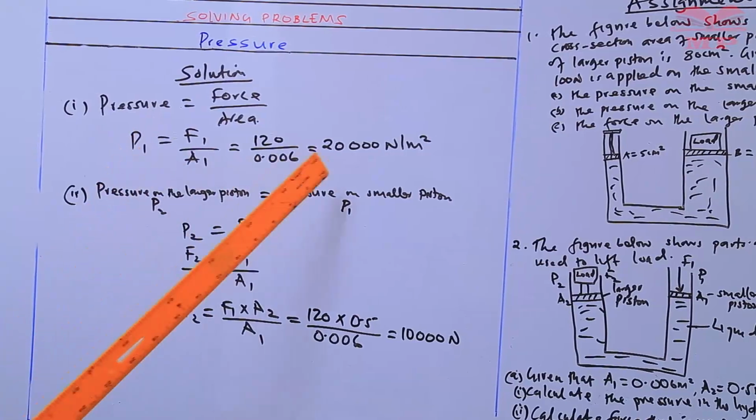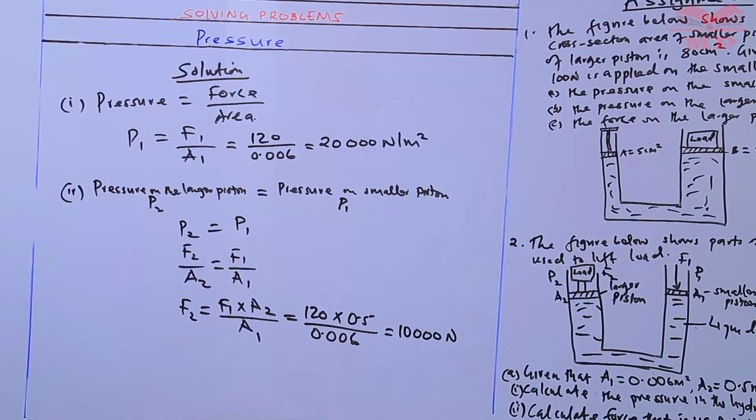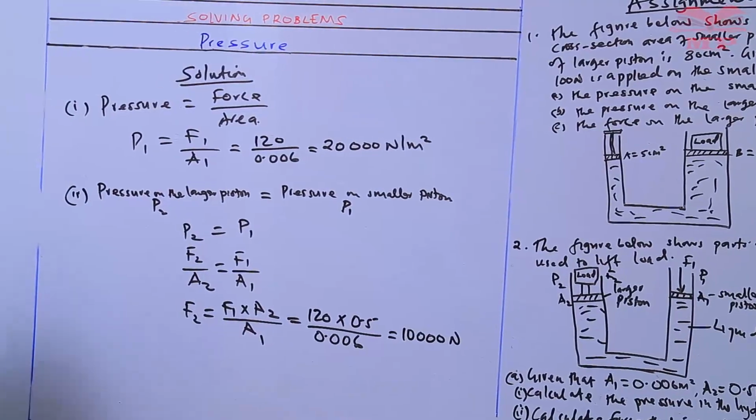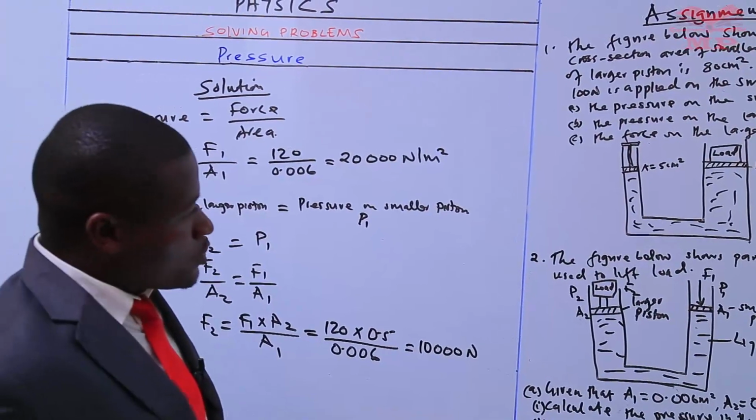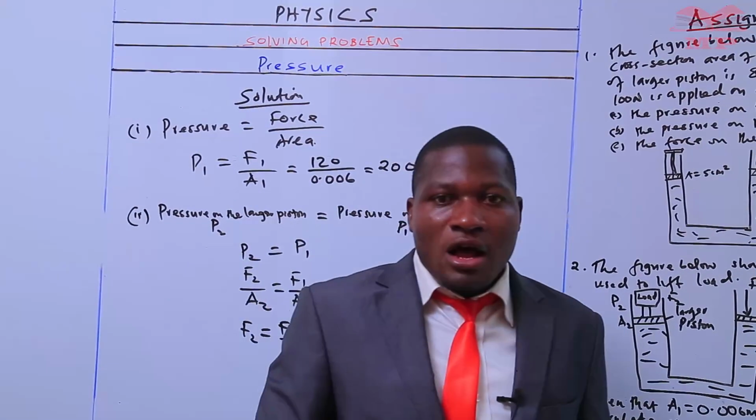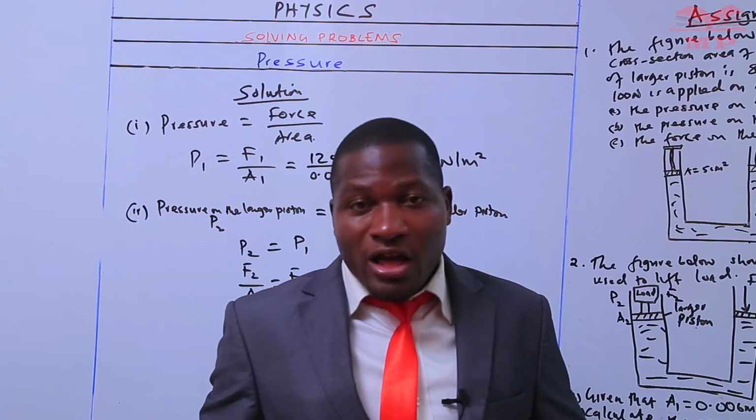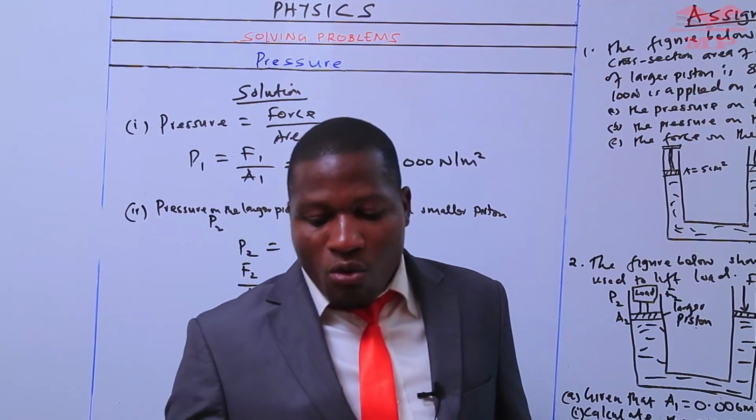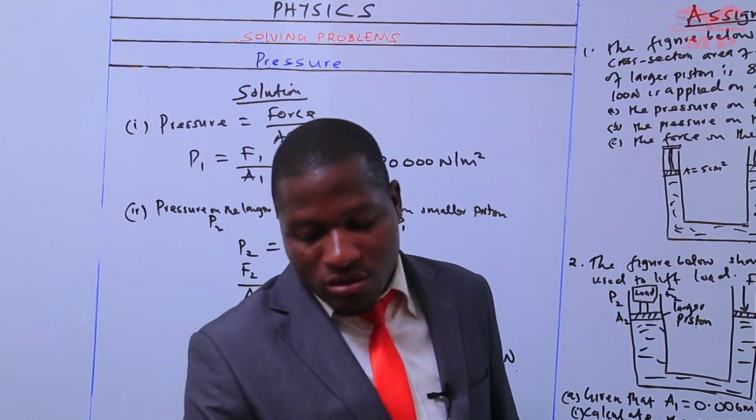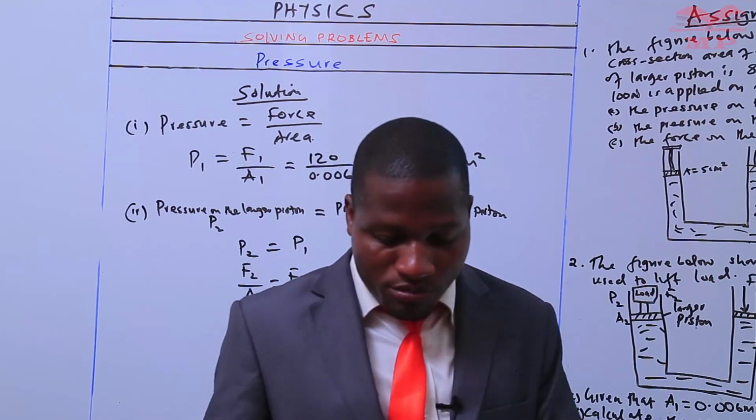Remember, our pressure is 20,000. Our force is 10,000. So this is how you are supposed to do it. So we have done almost 5 questions in this area, and I hope that you have understood something. So I would like to give you 2 or 3 questions that you may attempt when you are at home.